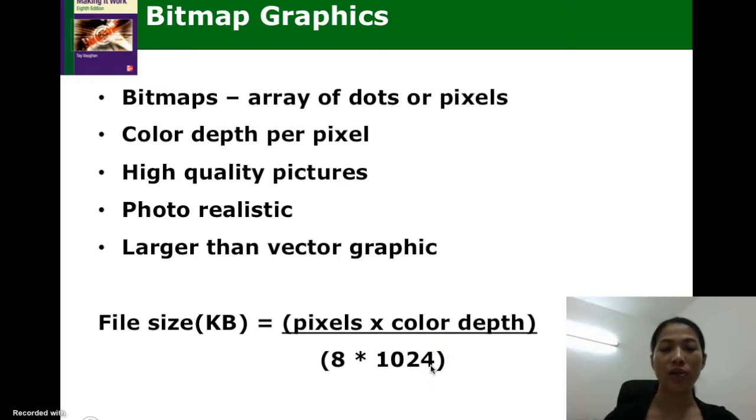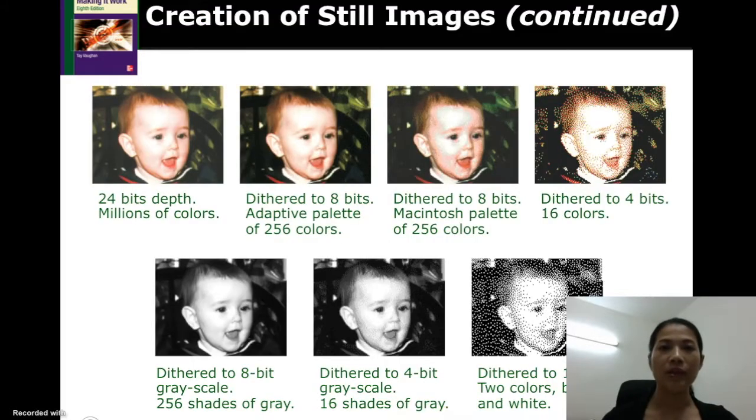Like I was saying just now about kilogram, 1 kilogram is actually 1000 grams, but in computers exactly 1024 bytes is equivalent to 1 kilobyte. That's because we calculate everything using binary. This is the creation of still images. If you are using 24-bit depth, it is actually 2 power 24. You have millions of combinations of colors to produce this picture.